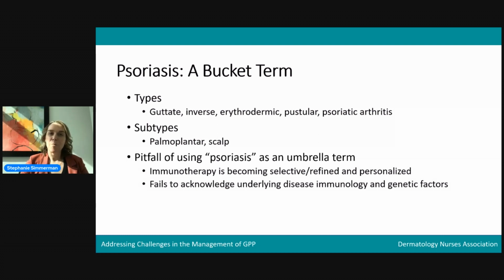And what we're seeing happen in medicine right now is this kind of innovation, for many of the inflammatory disease states that we treat. Our immunotherapy is becoming very selective and refined. If we use these bucket terms and don't get a little more detail oriented, it can fail to acknowledge the underlying immunology and genetic factors that make one type of psoriasis different from another, without people just starting to think, well, all psoriasis could be treated with the same type of biologic agents.